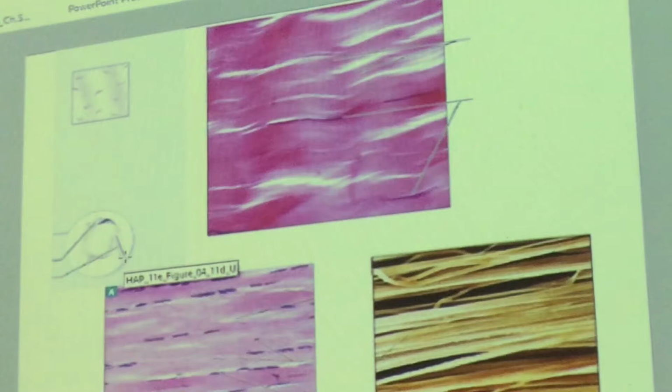Do we have to know which one's which? Like what connects what? You should. Okay. And the answer is? Tendons connect bone to muscle, ligaments connect bone to bone. Right.